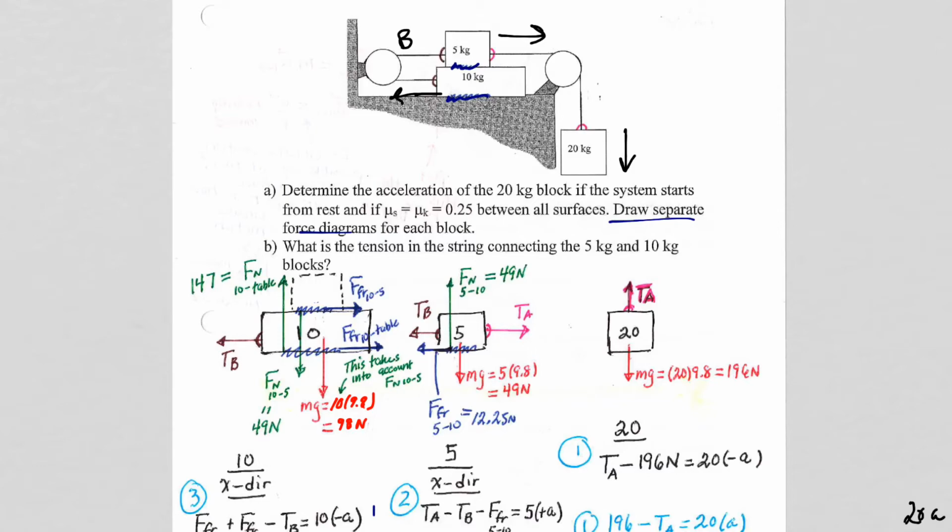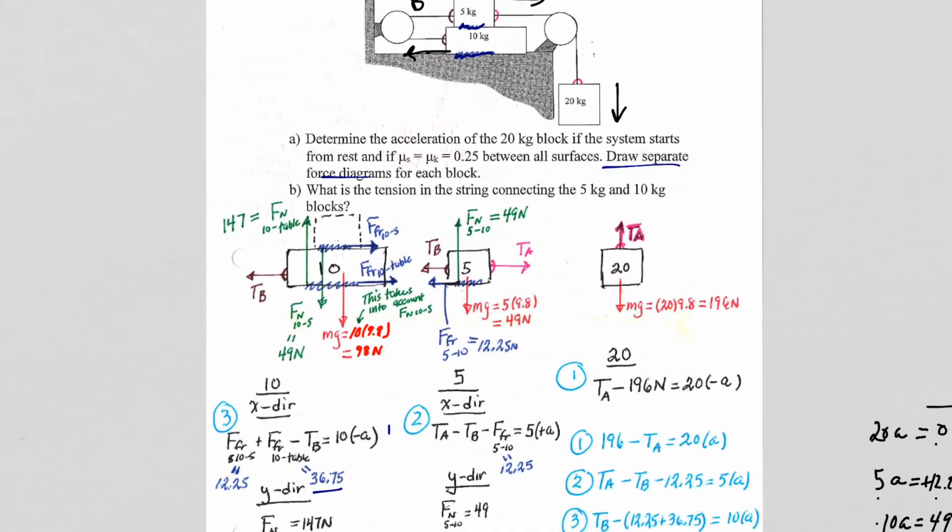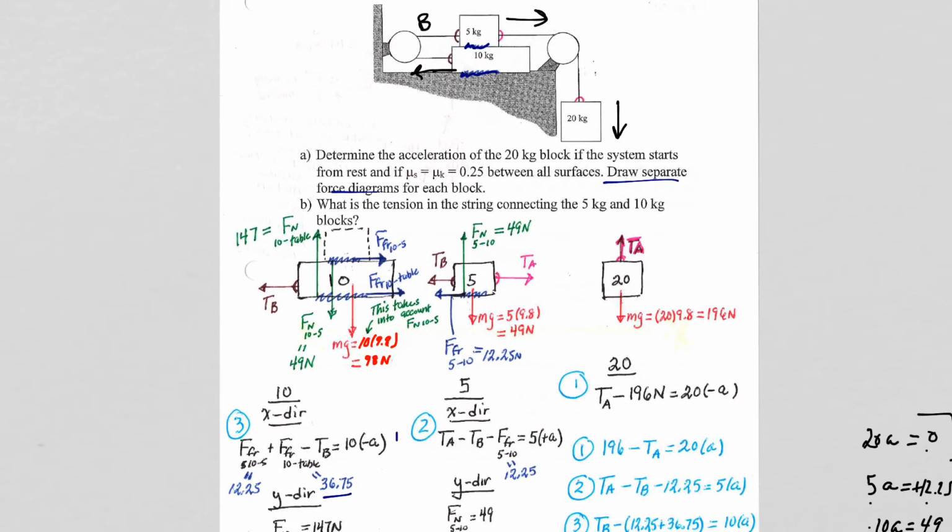Well, the first force diagram we have here, I'm going to start on my right and work backwards. I'm going to start with the 20 and then go to the 5 and then to the 10. The 20 is pretty straightforward. We have a 20 kilogram mass. Gravity is 9.8. We get 196 newtons gravitational force pulling down on the 20 kilogram block. Well, we said tensions pull, never push. So we have the tension in string A pulling up on the 20 kilogram block, and that is it.